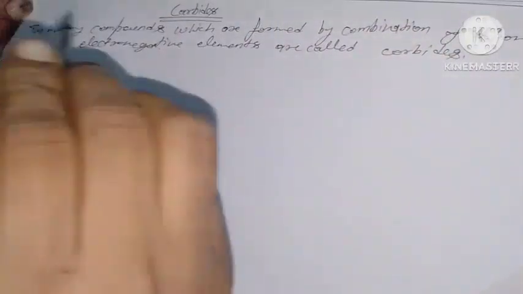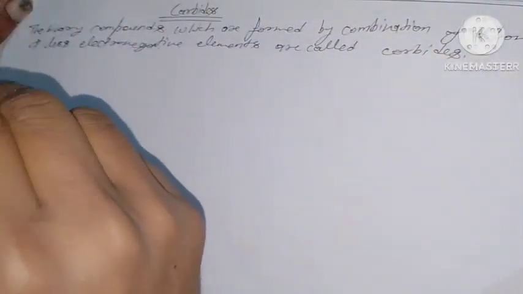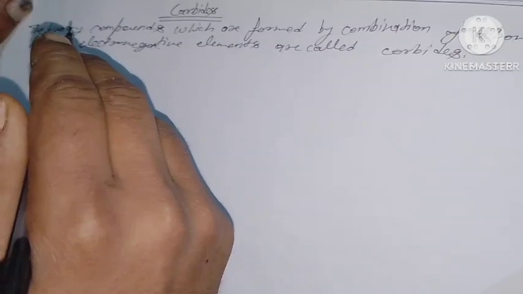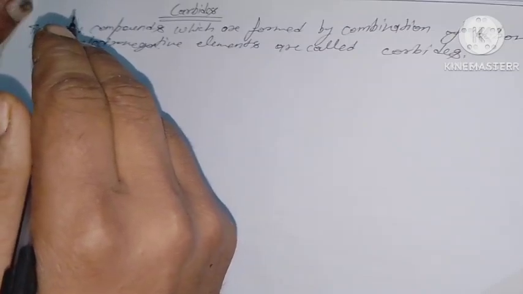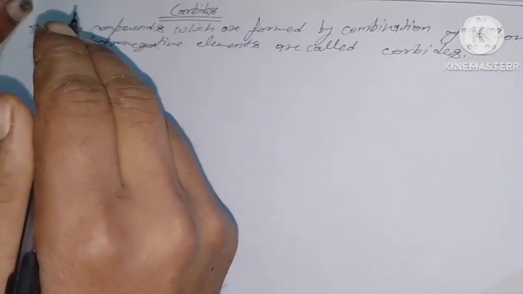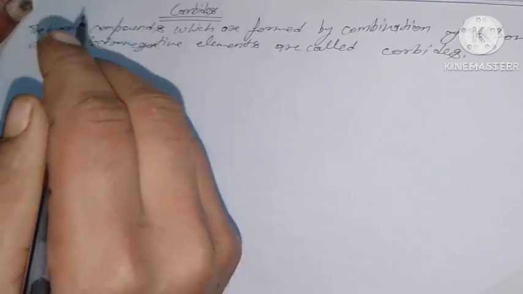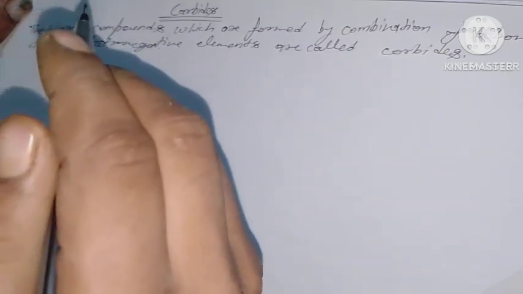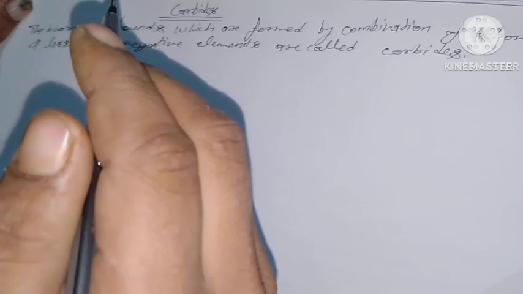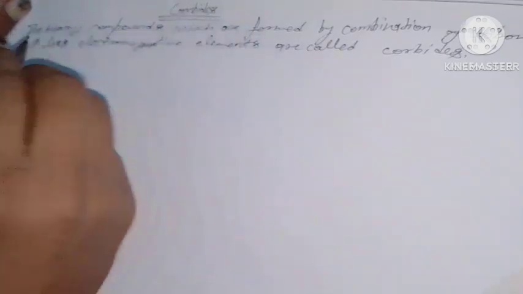Thus the carbides are binary compounds of carbon with more electropositive elements.